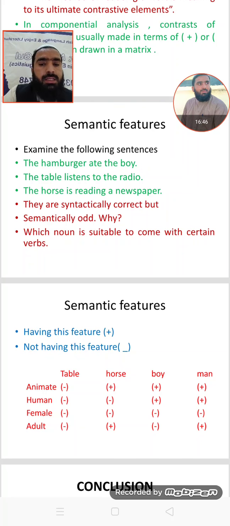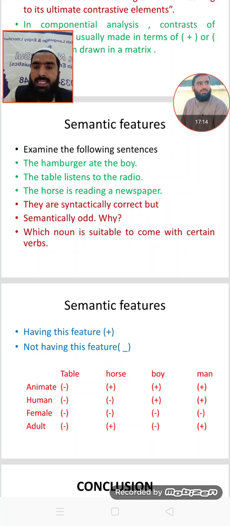The table listens to the radio, and the horse is reading a newspaper. These three sentences are syntactically correct. Structure-wise, these sentences are correct, but semantically they are odd. Why? What's the reason? Because some particular nouns are suited with particular verbs, like the table listens.